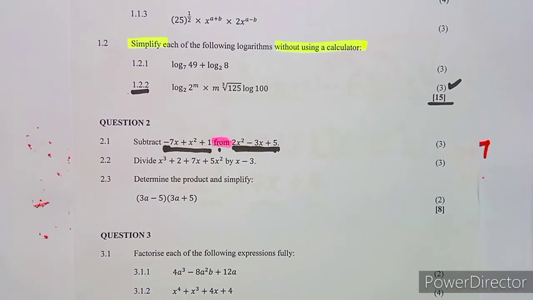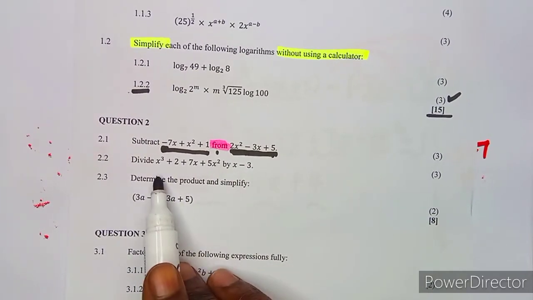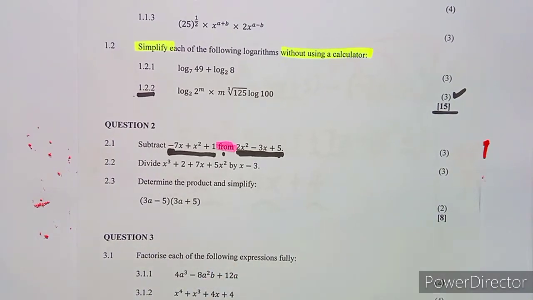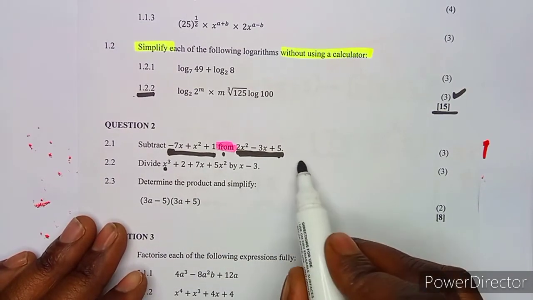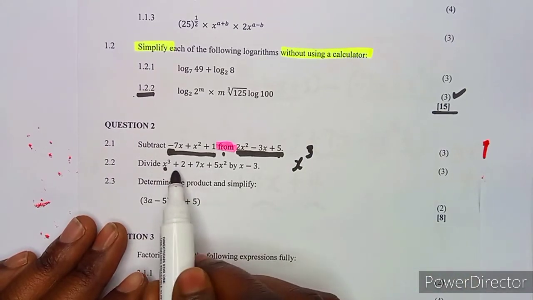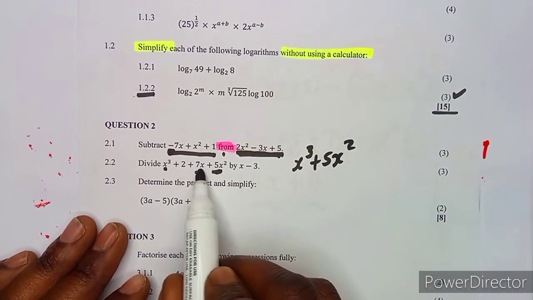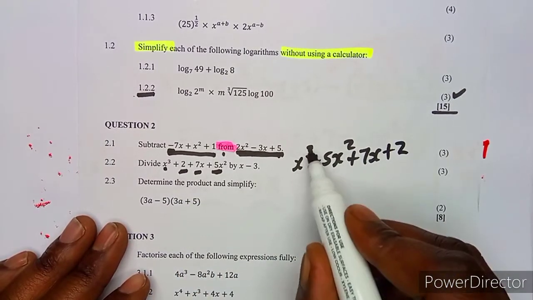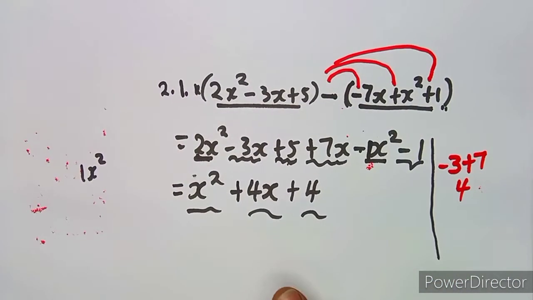Then divide. So this time we are dividing this expression by this. Whenever you're dividing like this, guys, you have to apply long division. But let's just rewrite this expression here because you're supposed to start with x cubed. It's going to be x cubed, followed by 5x squared, followed by 7x, followed by 2. So that is the expression. You have to at least rewrite it in a better way. So let's try and divide and see what you're going to have, guys.